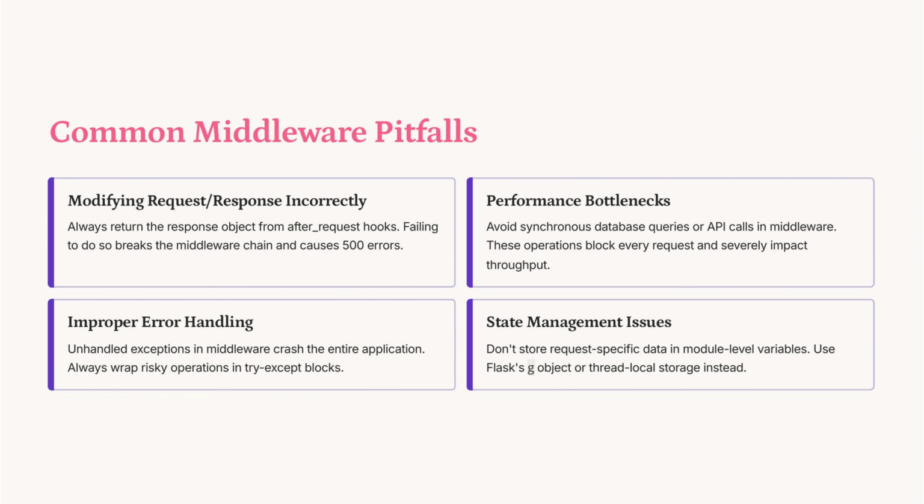Modifying request or response incorrectly can break the middleware chain, causing 500 errors. Avoid performance bottlenecks by not using synchronous database queries in middleware. Unhandled exceptions can crash the application, so wrap risky operations in try-except blocks. For state management, use Flask's g object instead of module-level variables to store request-specific data.